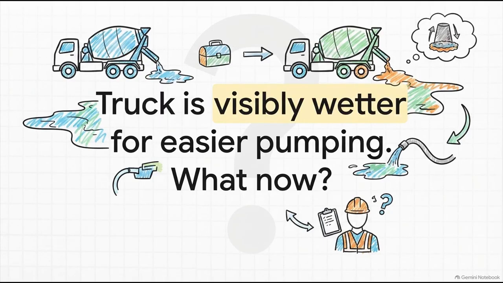All right, here is our first real-world field problem. Picture this. You're on a wet mix job. Things have been pumping perfectly consistently all morning. But right after lunch, a new truck rolls up, and the material is visibly, obviously, much wetter. The pump operator just kind of shrugs and tells you, hey, it's going to pump easier. Take a second and think about this. What should you, as the inspector, actually do in this very common scenario, where the crew is clearly prioritizing an easy placement over actual material quality?